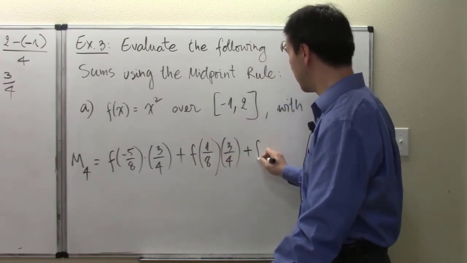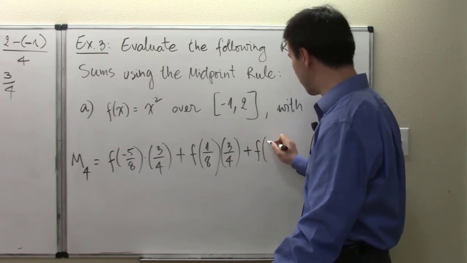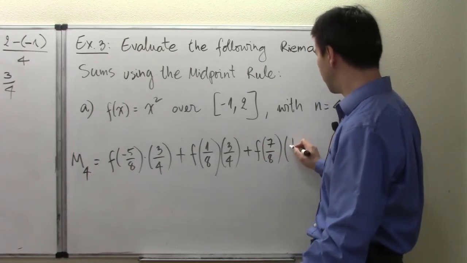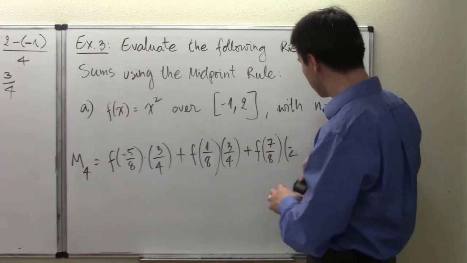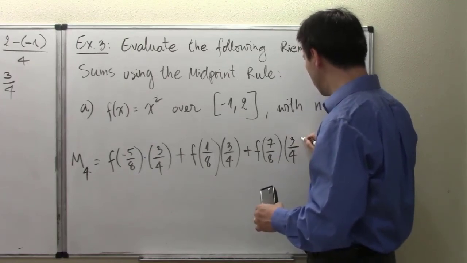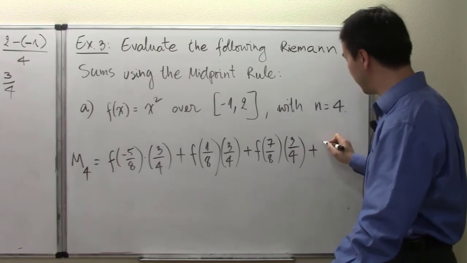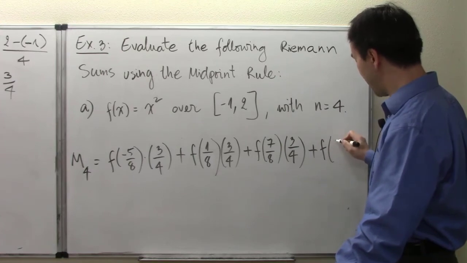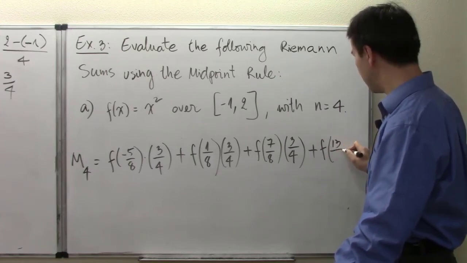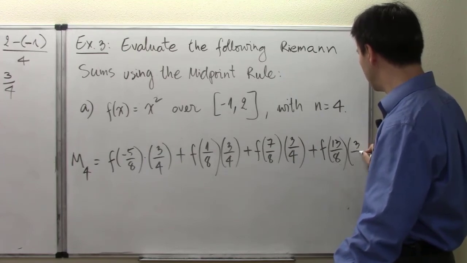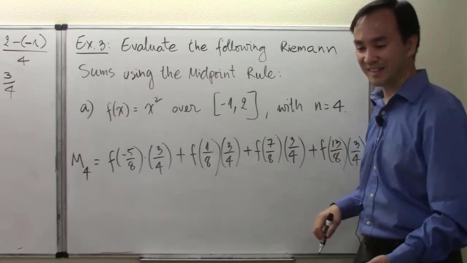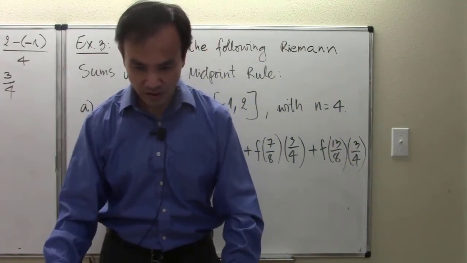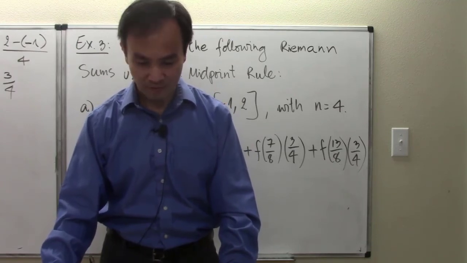The third rectangle has height being the function value at 7/8, the midpoint of the third subinterval, multiplied with the width, three-fourths. Now I'm adding the area of the last rectangle, the height being determined by the function at 13/8, multiplied with the width, 3/4. Now allow me to quickly use my calculator to find the final answer.